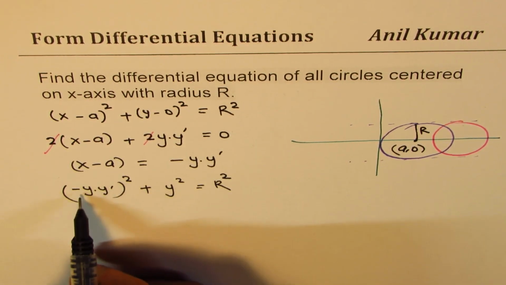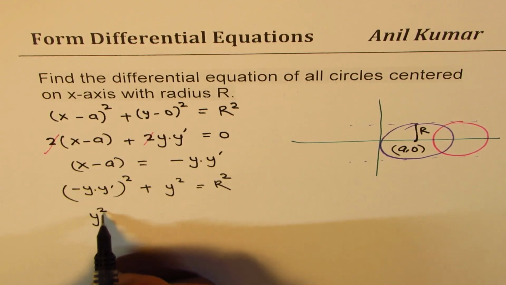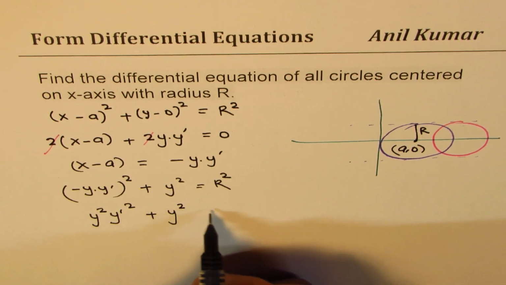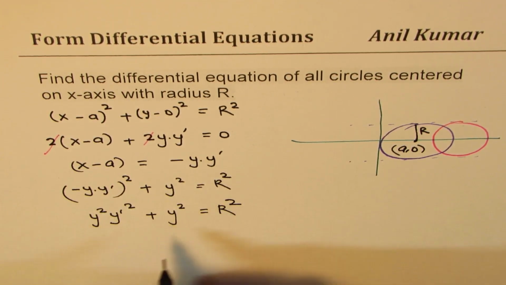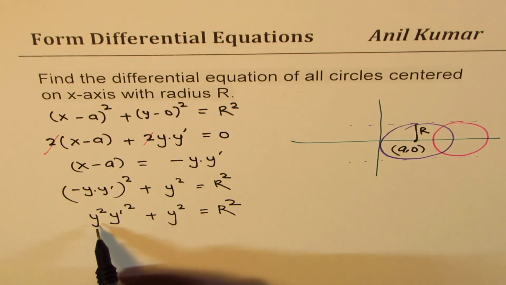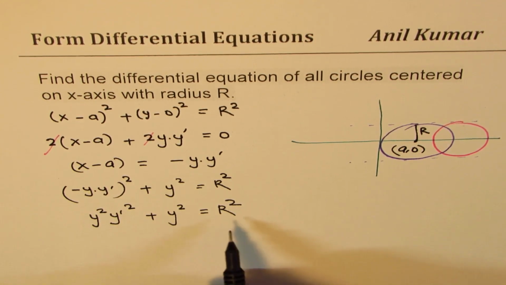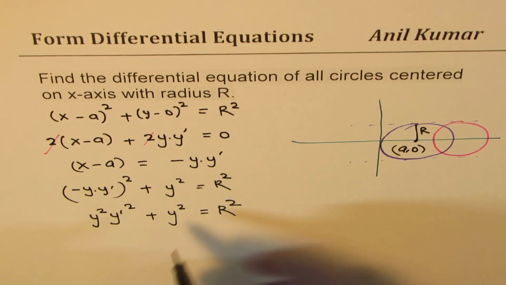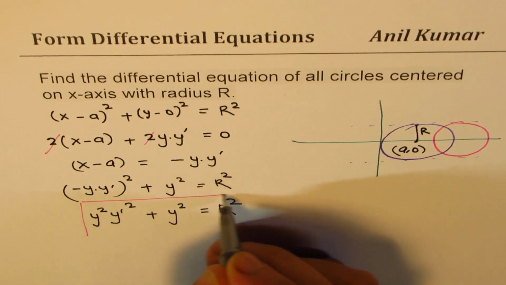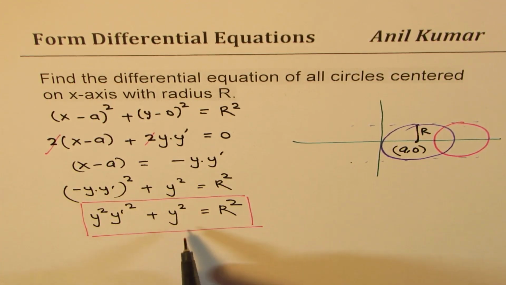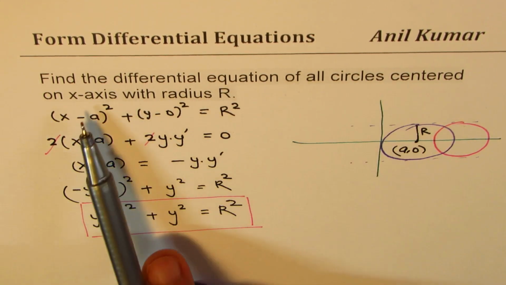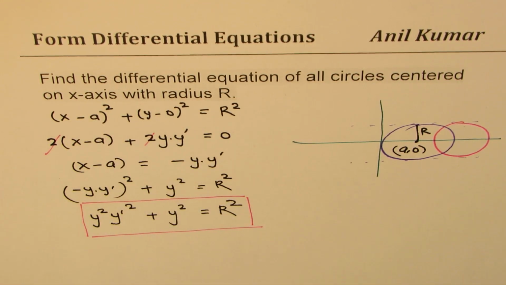Now that becomes positive. So we get y squared y prime squared plus y squared equals r squared. You can always take y squared common and then rewrite, or you can write it as such. Anyway, we do get a differential equation here where there are no parameters, and this differential equation represents all the circles whose center is on the x-axis with radius capital R.